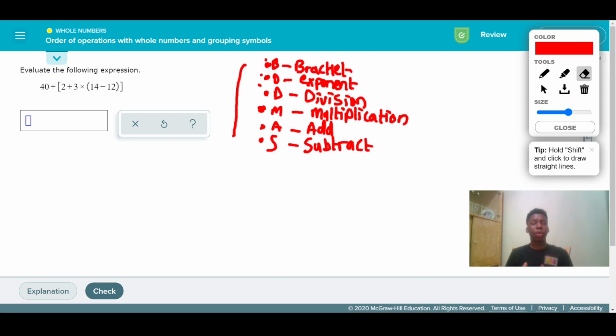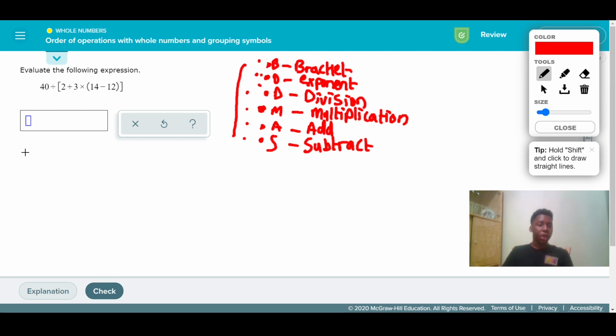Basically, BODMAS just means the order in which any equation is to be solved, as long as we're doing math, right? So the bracket always comes first, before the exponent, before the division, the multiplication, the addition, and subtraction. So it's kind of an ascending order. You have to work with the brackets first before you go over to anything like exponents or division, right? It's basically telling you what to work with.